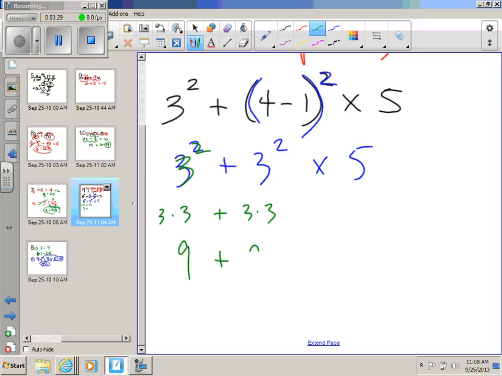And then drop down the times 5. Then what? No more exponents. I move to step 3. Alexis. I'm going to multiply next. So 9 plus the 45 is going to equal now 54.